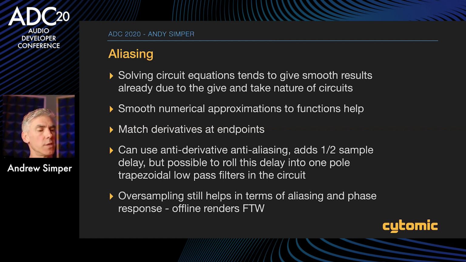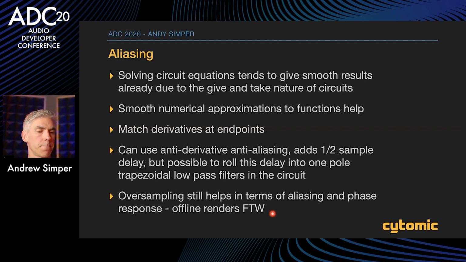There is another method which is really cool, called anti-derivative anti-aliasing, and it adds a half sample of delay. But Julian Parker and guys at Native Instruments saw a really cool thing, which is that you can roll this half delay into the trapezoidal integrator, which already gives you a half sample of delay, and mitigate the fact that this happens. That's actually really cool, but only applicable in some situations.